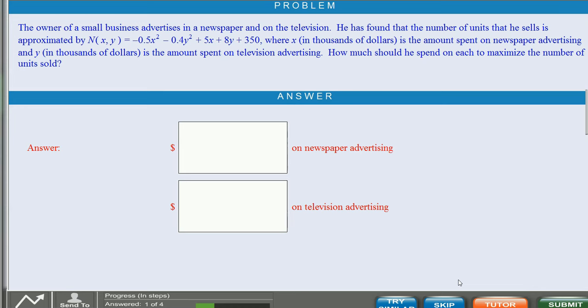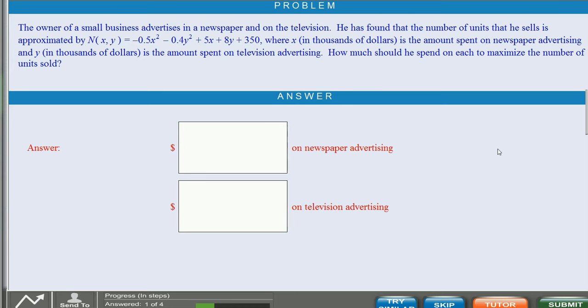Okay, so this is almost like the last problem. We get x and y, and we've almost got our answer. Just remember, they want to know how much money to spend. So keep in mind, x and y are in thousands of dollars, so you're going to need to multiply them by 1,000. You're going to do the same process you did in the previous question, then just multiply by 1,000.